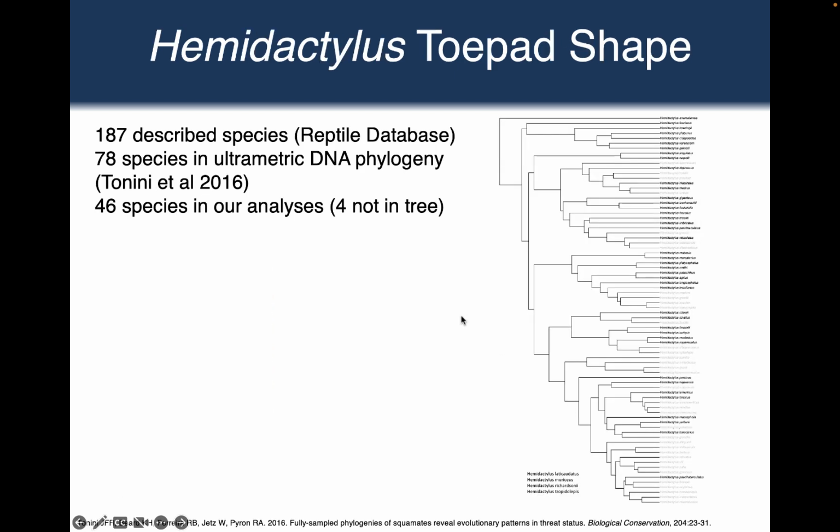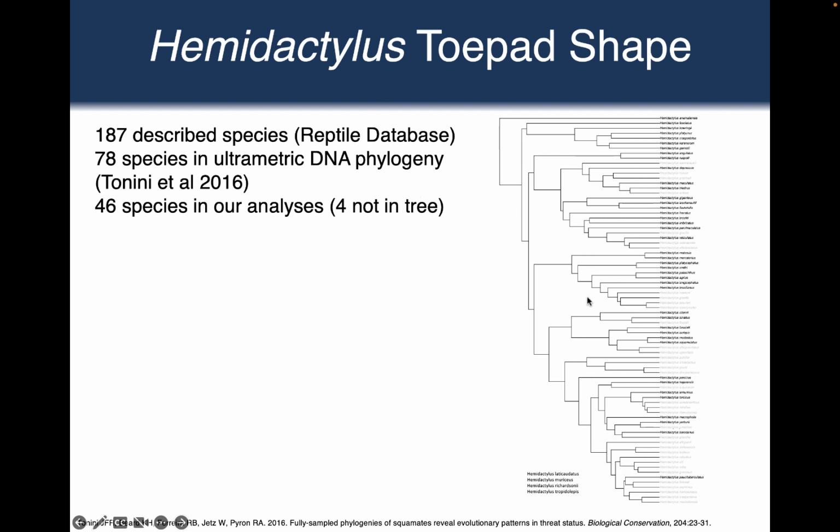So Reptile Database currently has 187 described Hemidactylus species. We wanted to do some evolutionary analyses, so we needed a phylogeny. So we went to the Tonini squamate megaphylogeny, and it contains 78 species of Hemidactylus. Of those, we were able to get toe pad pictures for 46 species. 4 of the species we had toe pad pictures for weren't in the phylogeny. So if we were doing non-phylogenetic analyses, we included those 4 species. If we were doing anything with a phylogeny, we excluded them. So our data set has 46 species in it.